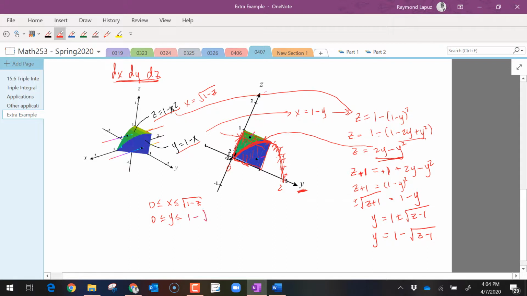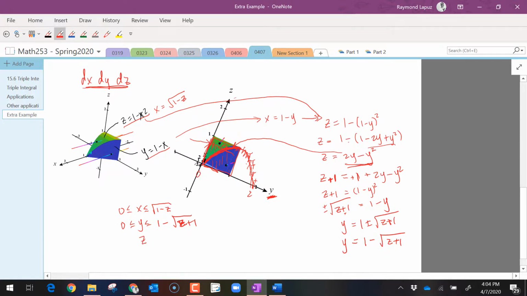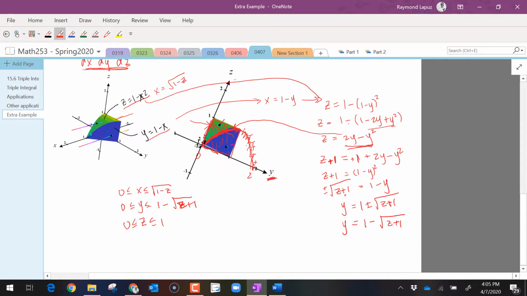1 minus the square root of z plus 1. And then our z limits are constants. z going from 0 to 1. Now that's just one part of the integral. We still have this blue part of the integral that we need to worry about.